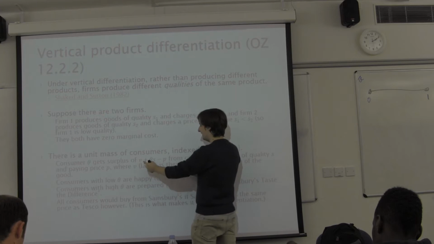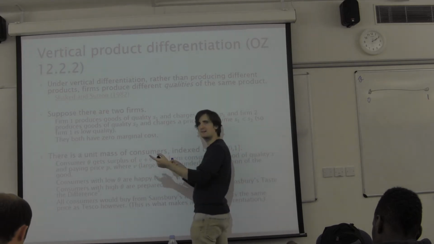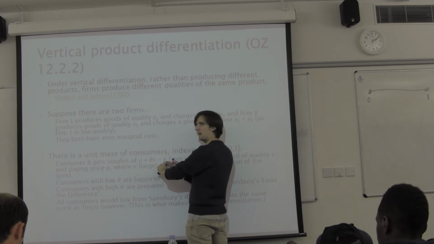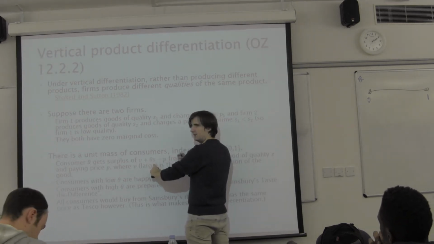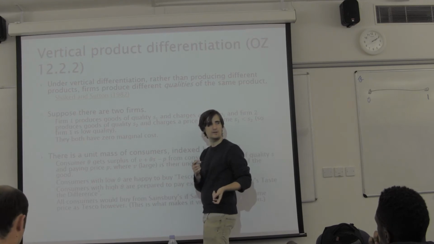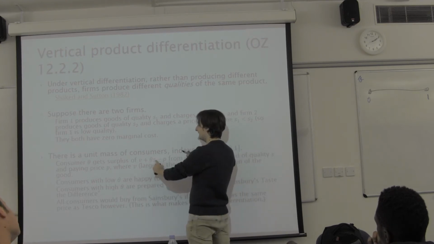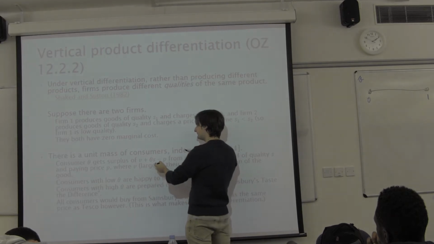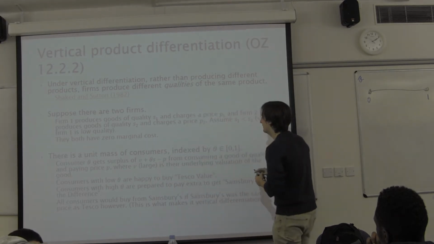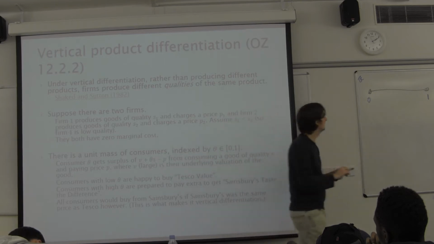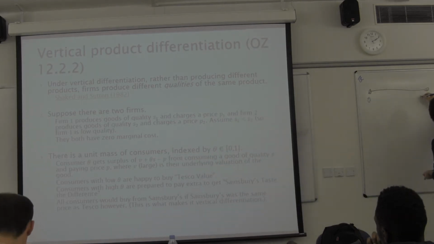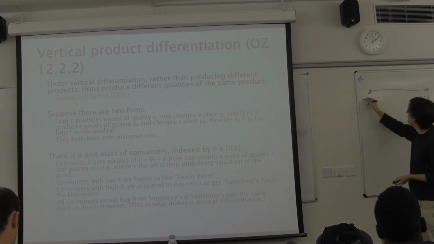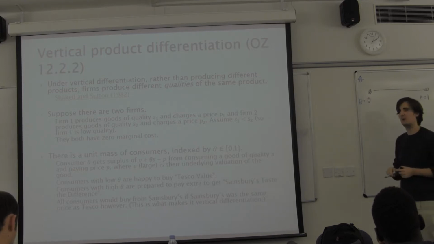Okay, so a standard model would be a consumer gets a surplus of their valuation minus the price. Now we have this extra term, which is the extra value they get from consuming a high quality good: theta times S, which is the quality. So the higher theta is, the more they're going to value high quality goods. Consumers on the right hand side, for whom theta equals 1, are going to really value high quality goods. Consumers on the left hand side aren't going to care about quality at all.